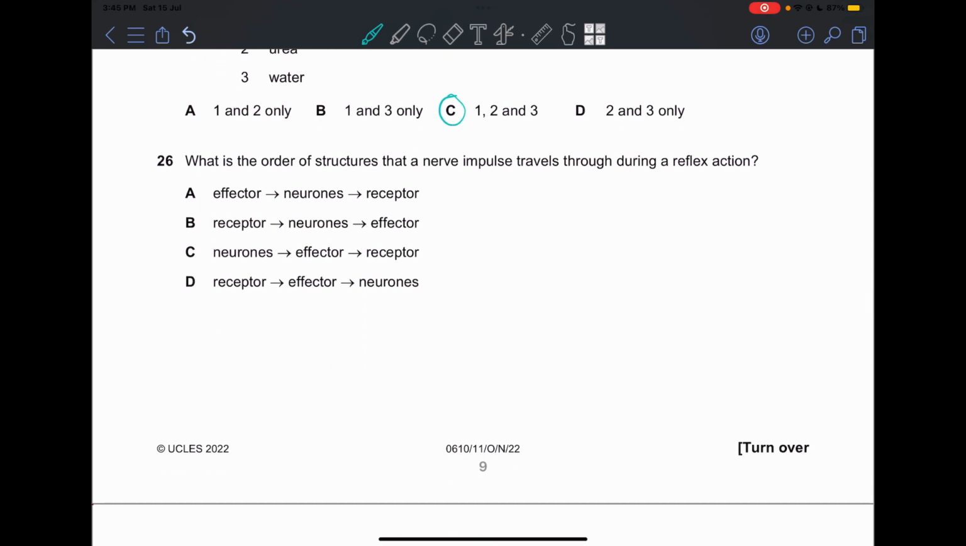26. What is the order of structures that a nerve impulse travels through during a reflex action? Now we know that first of all, our actions always start with the receptor, because this is where, for example, if you get hit on your hand, the receptor will detect the feeling of getting hit. So the answer is going to be either B or D. It's not going to be A or C. Now, of course, it will pass through neurons, so it can be transported into the effector. So our answer is going to be B.